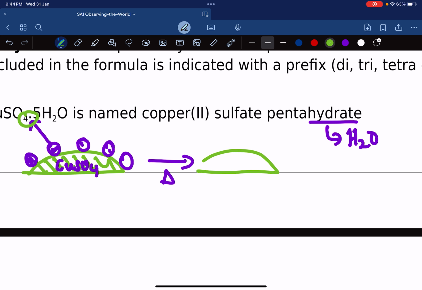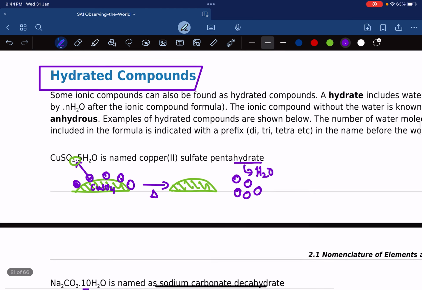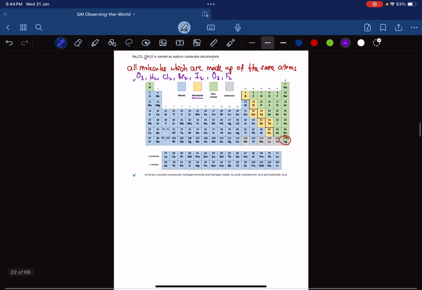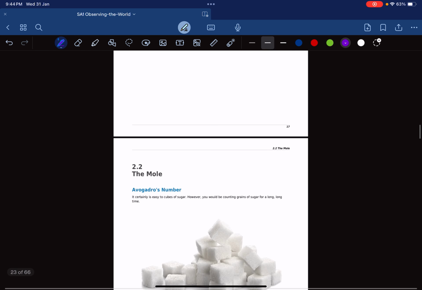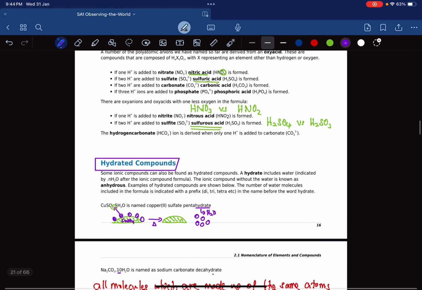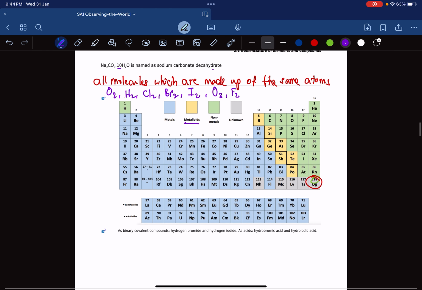It's called a hydrate. There are many others. For example, if you look here, this is called sodium carbonate. 10 is called deca, so this is sodium carbonate decahydrate. All right, this is the part on the types of compounds. Unfortunately for you, you might want to spend a little time memorizing these things. I would suggest you also work on some of the guided learning or revision questions.